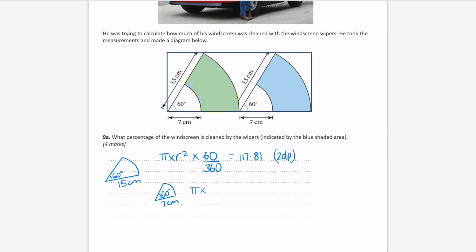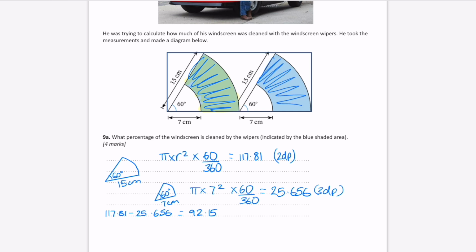So this time it's pi times 7 squared, which is my radius, times 60 over 360. And that gives me 25.656, roughly to 3 decimal places. Then if I subtract those two, I end up with the blue section. So I'm going to do 117.81 minus 25.656, and that gives me an area of 92.15. Now that's this blue area here, but I obviously have exactly the same on the other windscreen wiper too. So I need to multiply that by 2, and that's going to give me an area that is washed of 184.307, and so on.